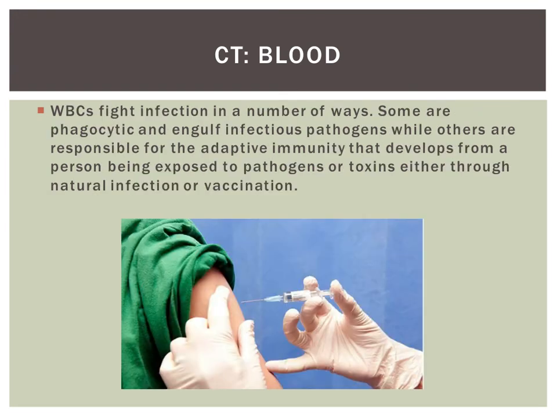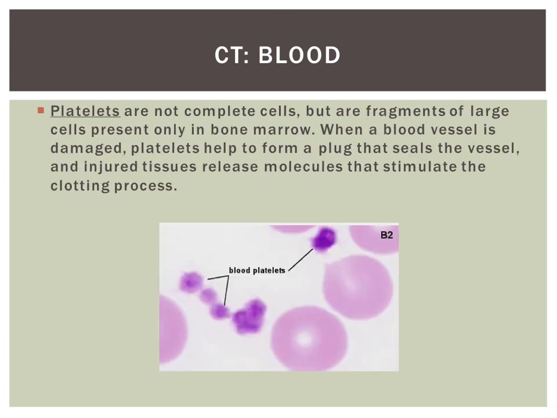White blood cells help to fight infection. Some are phagocytic, meaning they engulf harmful cells that may be in the blood. They engulf infectious pathogens, while others are responsible for adaptive immunity that would develop from being exposed to a pathogen or artificial exposure by vaccination.